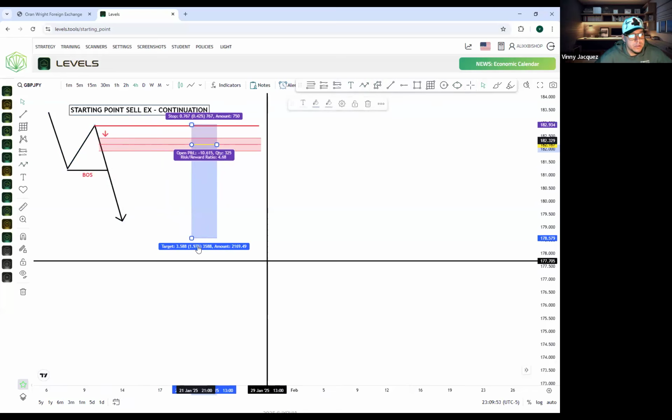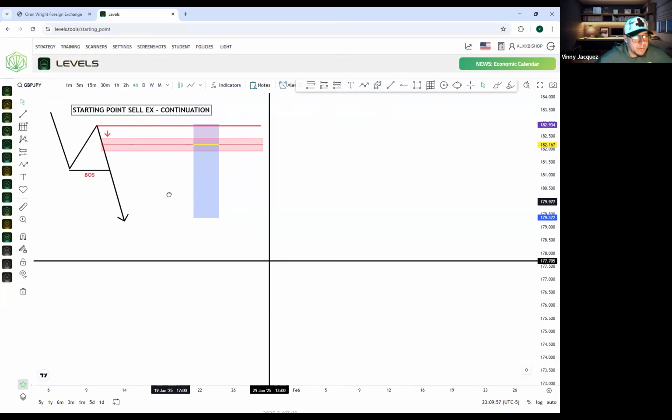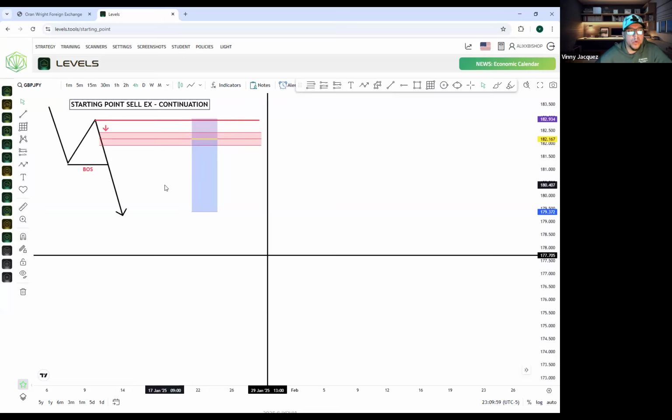I'm going to let y'all do what y'all do with that. But same rules apply. How do we know when we're correct? Now, this is where we're going to get more advanced. How do we know when we're correct? As the market is coming back up, we have to locate our BOSs to the upside, our BOSs to the upside.